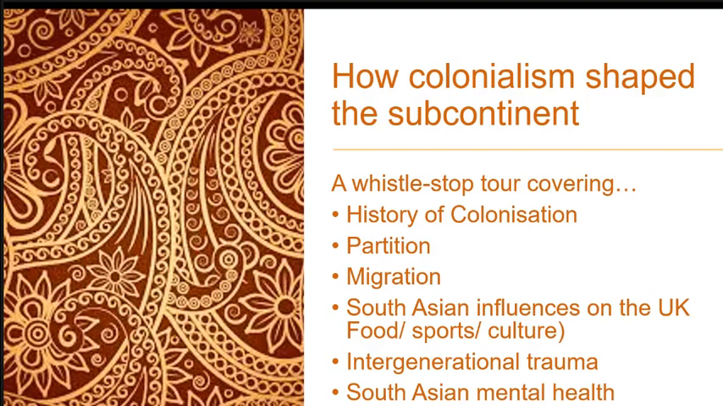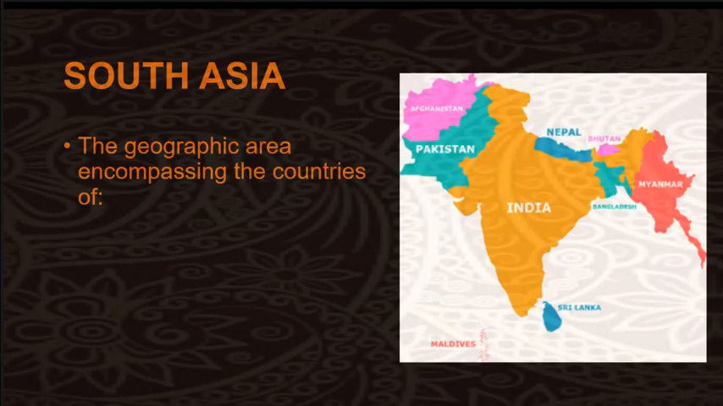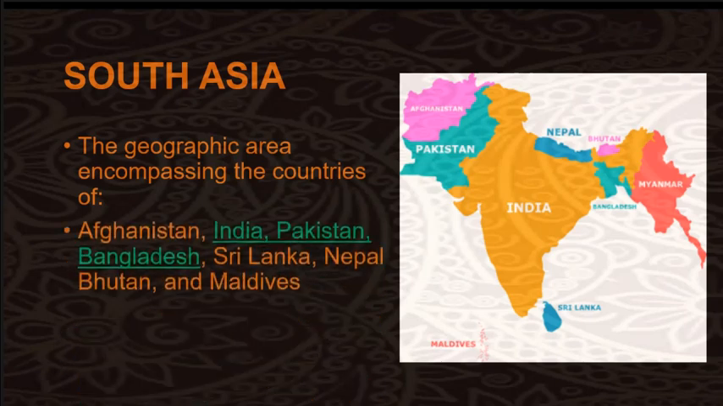Again, it is going to be brief, but it's just some pointers to bring to the forefront really. So South Asia, as a geographic area, encompasses the following countries: Afghanistan, India, Pakistan, Bangladesh, Sri Lanka, Nepal, Bhutan, and the Maldives.